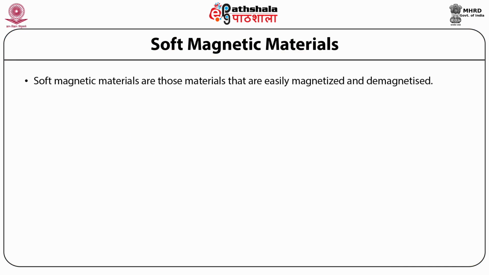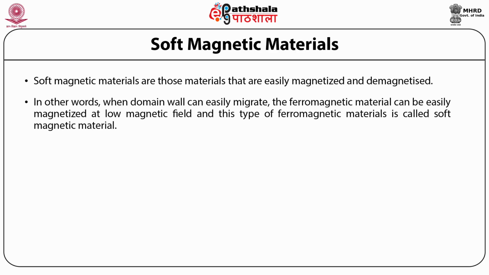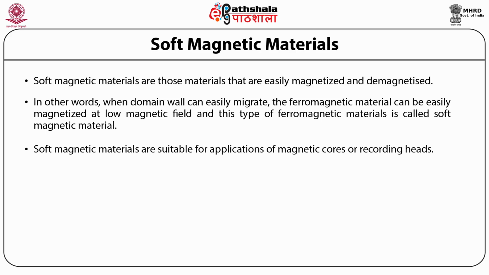Soft magnetic materials are those materials that are easily magnetized and demagnetized. In other words, when domain walls can easily migrate, the ferromagnetic material can be easily magnetized at low magnetic field, and this type of ferromagnetic material is called soft magnetic material. Soft magnetic materials are suitable for applications such as magnetic cores or recording heads.